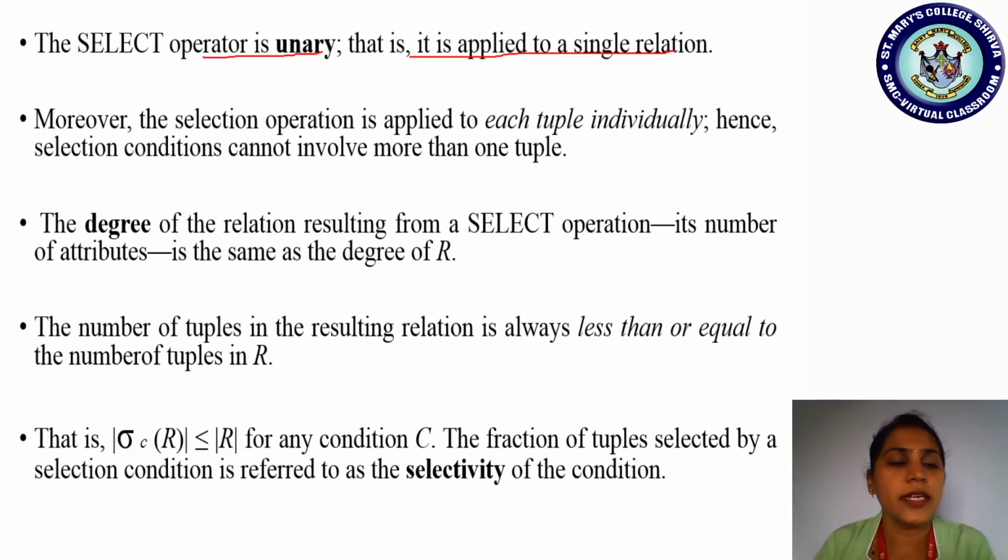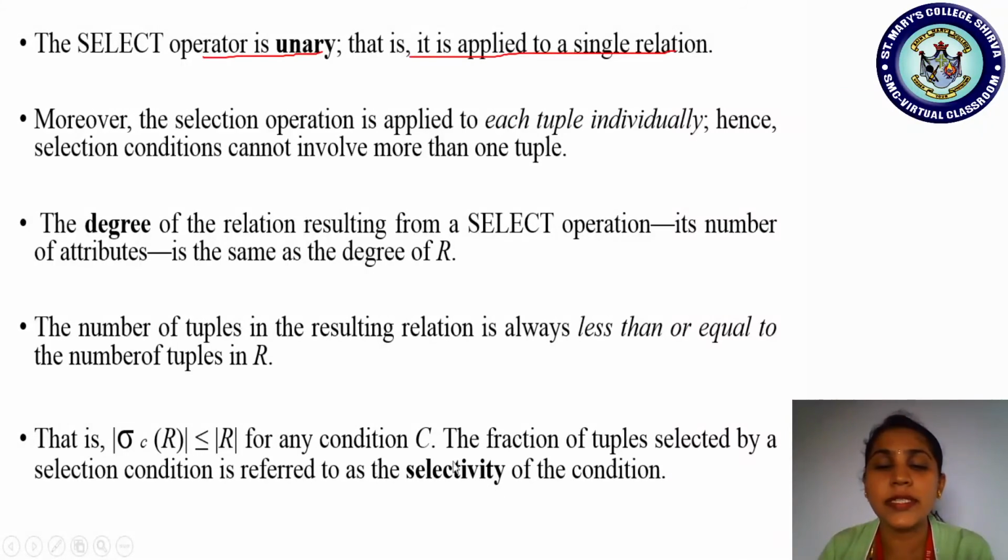Okay, then just check out here: select condition relation. So sigma, where C represents the select condition to be applied on a particular relation, represented with capital R. The result is less than or equal to the relation for any condition C. It means that on applying the select operator, the resultant relation will always have less than or equal to the number of tuples present in the given relation.